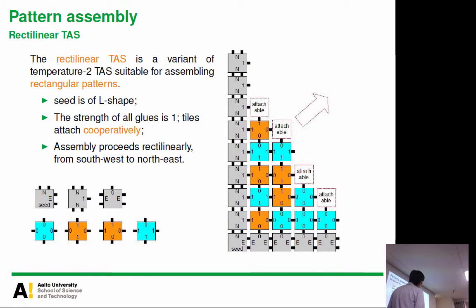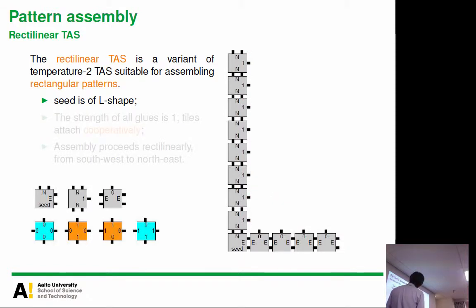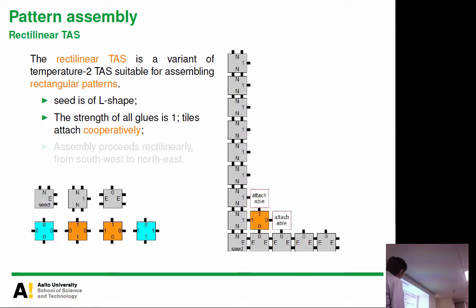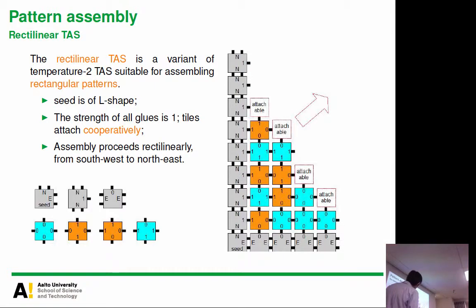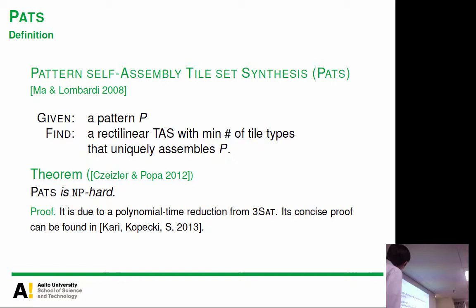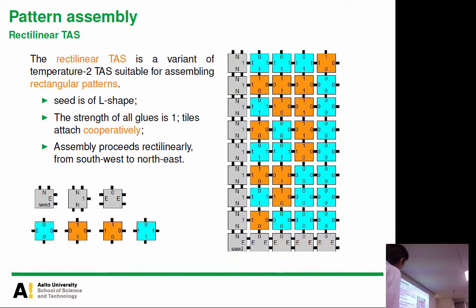From this seed, the assembly proceeds from the left bottom to the right top. The reason why we think about such a simple tile assembly system is because it's easy to implement. It has only strength 1 bonds, so we don't need to implement different powers. So we just consider these very simple tile assembly systems.